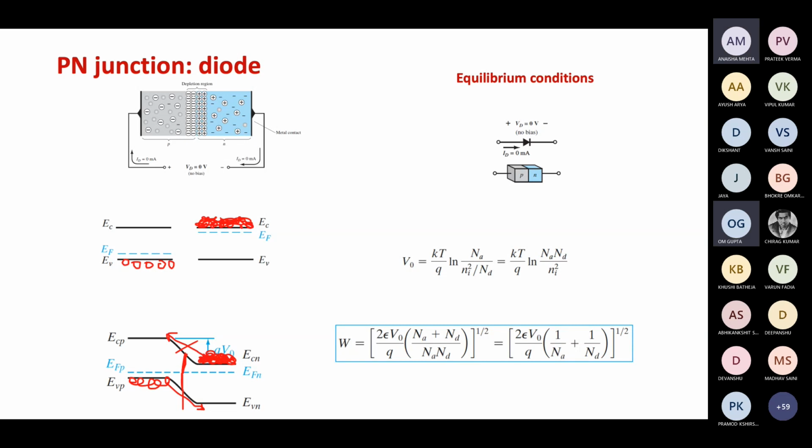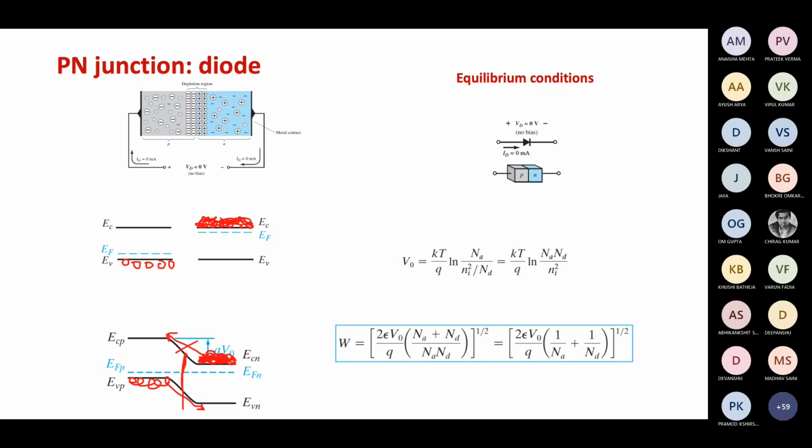Sir, why is there a decrease in energy from ECP to ECN? Please tell that. Sorry, can you please repeat? Sir, why is there the decrease in energy from ECP to ECN? Okay, why is this slope there? This bending is there. That's your question? Yes, sir.